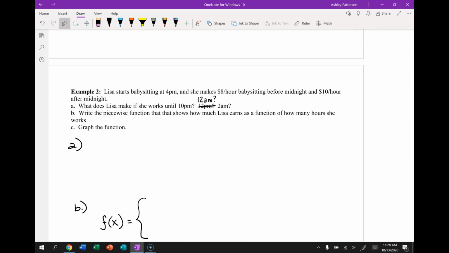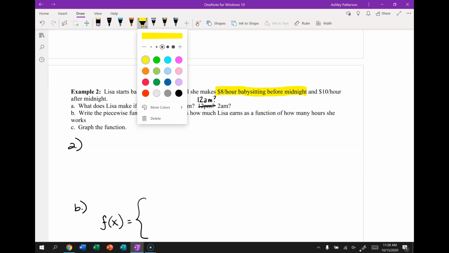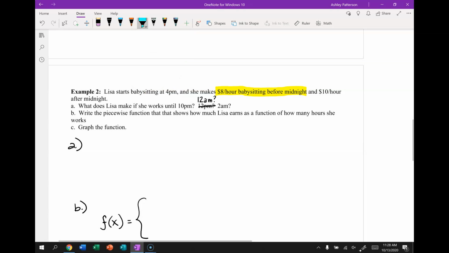Okay, so Lisa starts babysitting at 4. That's her ground zero, right? And she makes $8 an hour babysitting before midnight. Then after midnight, she makes $10 an hour. What does Lisa make if she works until 10?